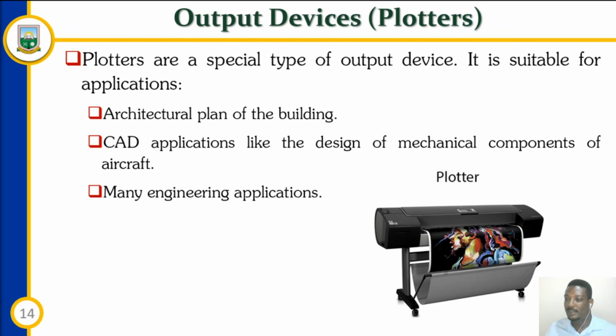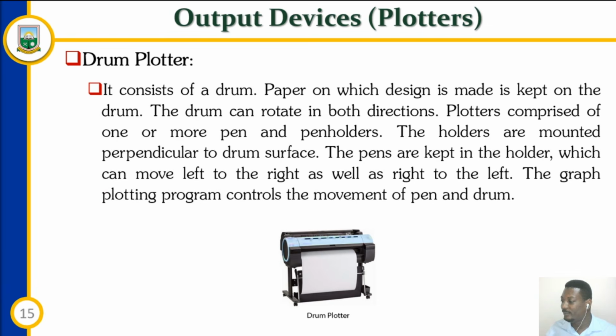Of course, the plotter also has a type called the drum plotter. This is how the drum plotter looks. It consists of a drum, as you can see here. The paper on which the design is made is kept on the drum. The drum can rotate in two directions. The plotter comprises one or more pens and pen holders. The holders are mounted perpendicular to the drum, and at the end of the day, the image that is given to it is able to print.